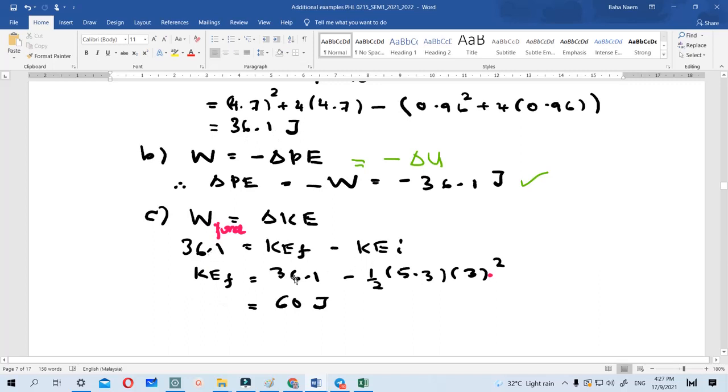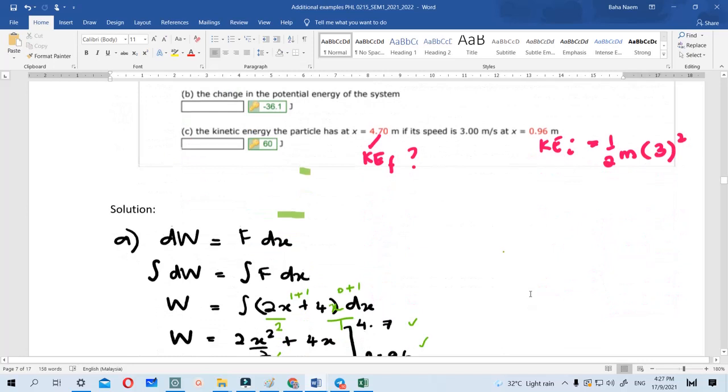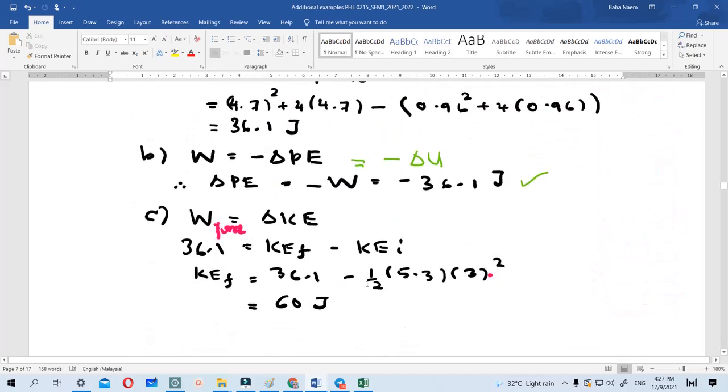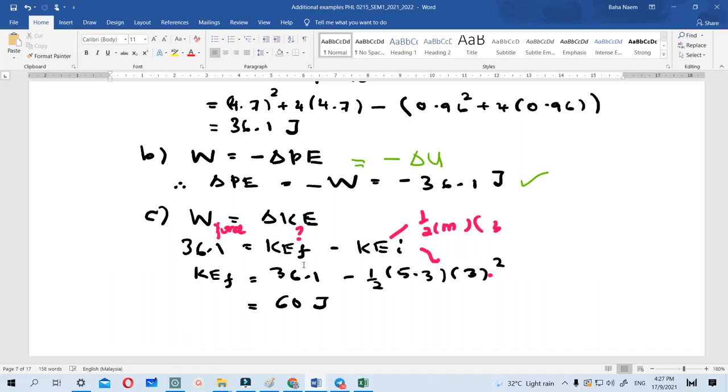So, it should be something like this. The final is unknown. Okay, look at it. This is unknown and this is one. That's this one, M times initial speed just now. And then just minus one from the other, you will arrive at 60 joule.